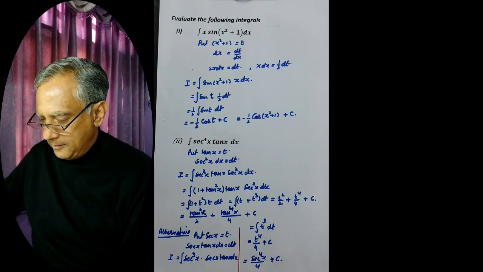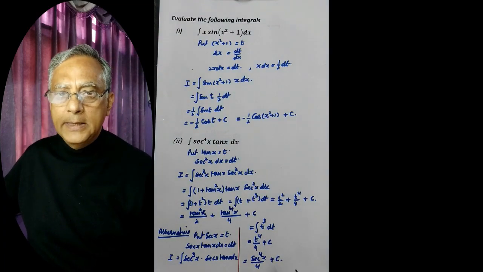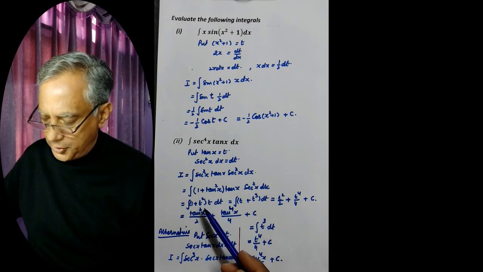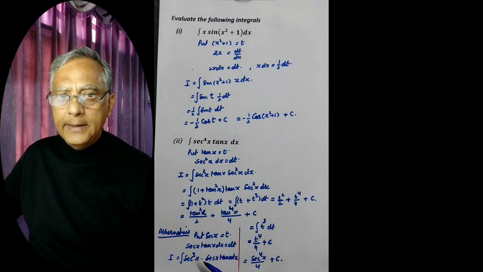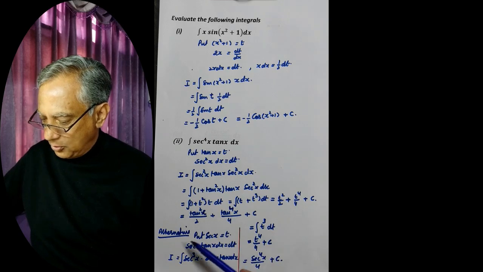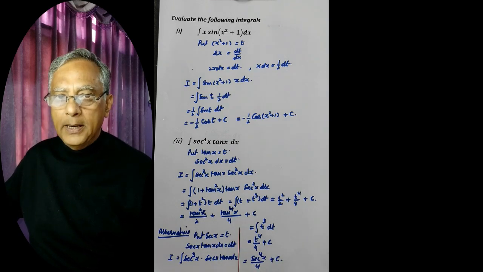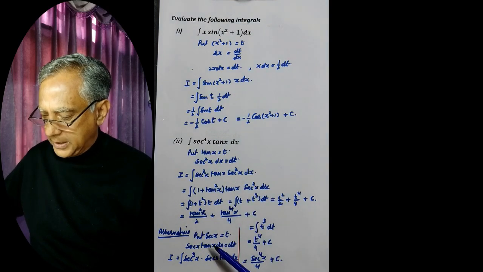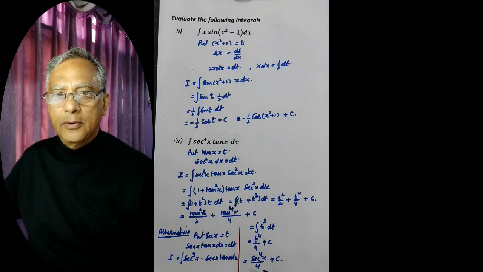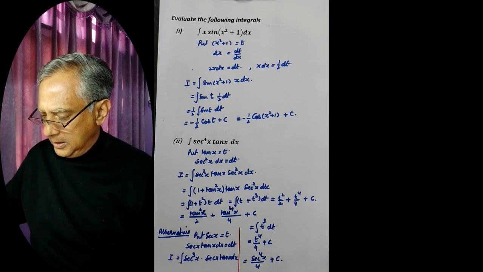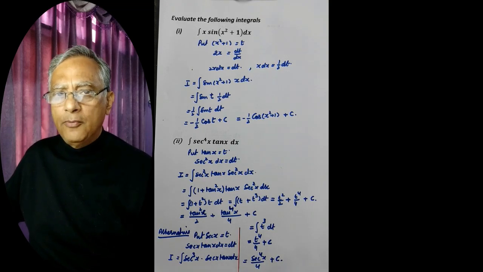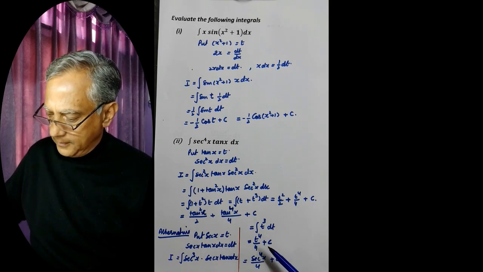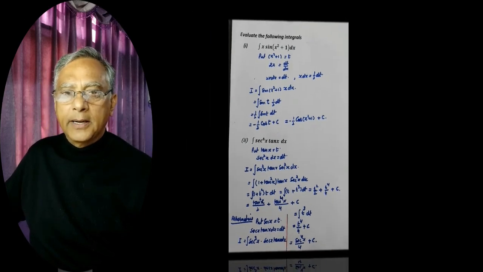This is a better method. This is more simple. Both substitutions are working, but this is making the question more simple. So instead of this, you must carry out this substitution. With practice, you will start finding out which substitution will be more simple. So this is the result.